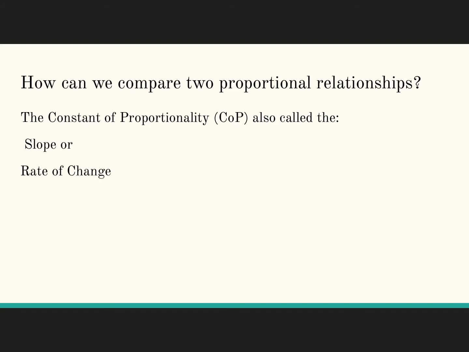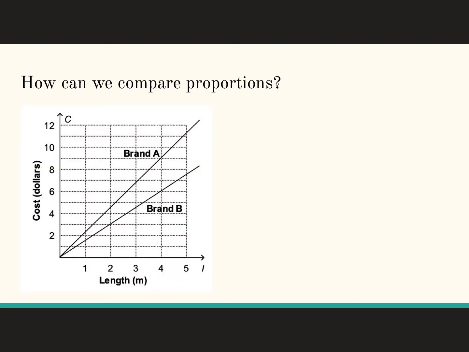So the constant of proportionality, the COP, is also called the slope or rate of change, okay? So we've learned how to find slope and rate of change so we can compare these. So let's look at this.